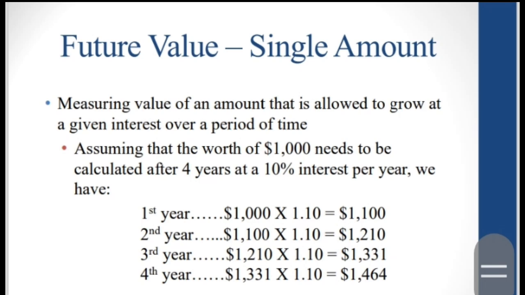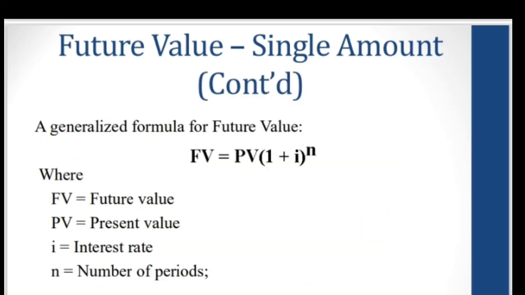Future value, single amount. Measuring the value of an amount that is allowed to grow at the given interest over a period of time. Assuming that the worth of 1000 needs to be calculated after 4 years at 10% interest per year, we have first year 1100, second year 1210, third year 1331, and fourth year 1464.